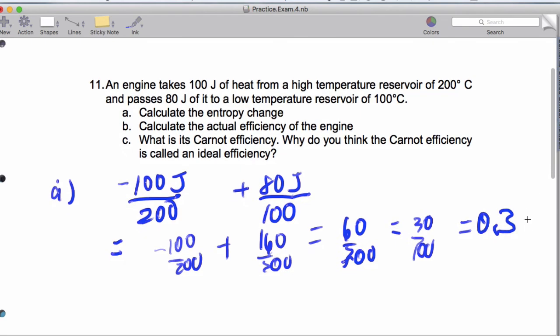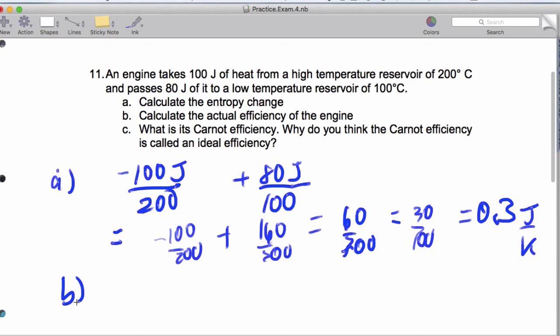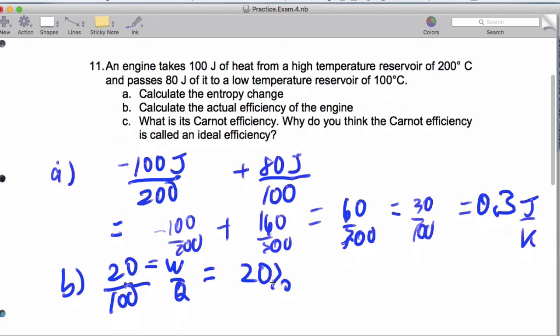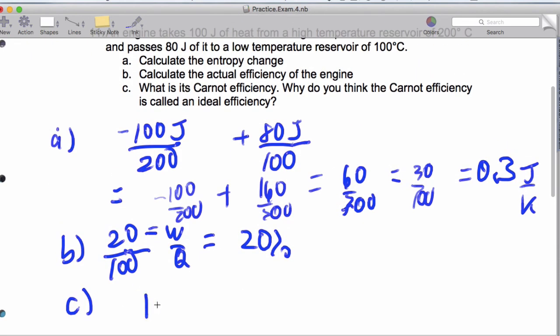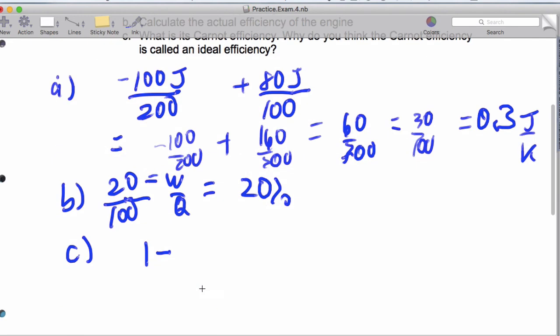By the way, if you want to know what the units are in entropy, it's joules per Kelvin, but I'm not going to emphasize that on the test. The actual efficiency of the engine is the work over the heat taken in. Of the 100 joules, 80 joules are rejected, so I only do 20 joules worth of work. So 20 over the 100 joules that I take is the actual efficiency. That's 20%. Versus the Carnot efficiency, which is 1 minus 100 over 200, which is 0.5, which is 50%.